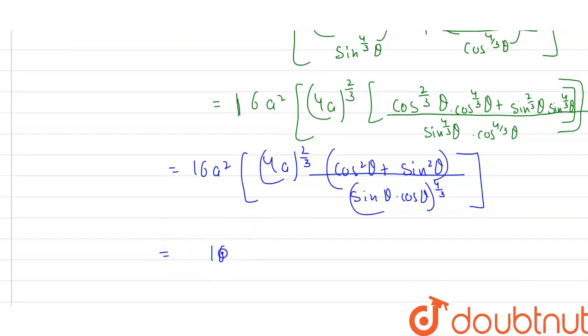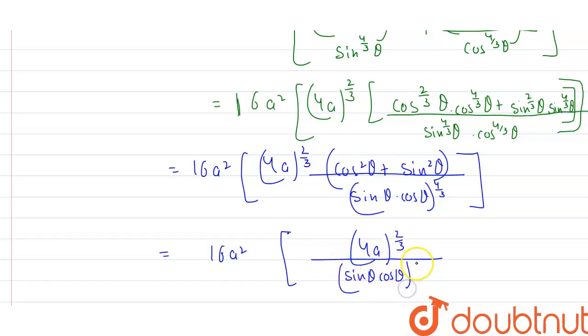Now after solving this, we are going to receive 16a square here. This one can be done as cos square theta plus sin square theta, which will become 1. We know this identity. So from this, 4a to the power of 2 by 3, and divide by sin theta cos theta, having the power of 4 by 3.